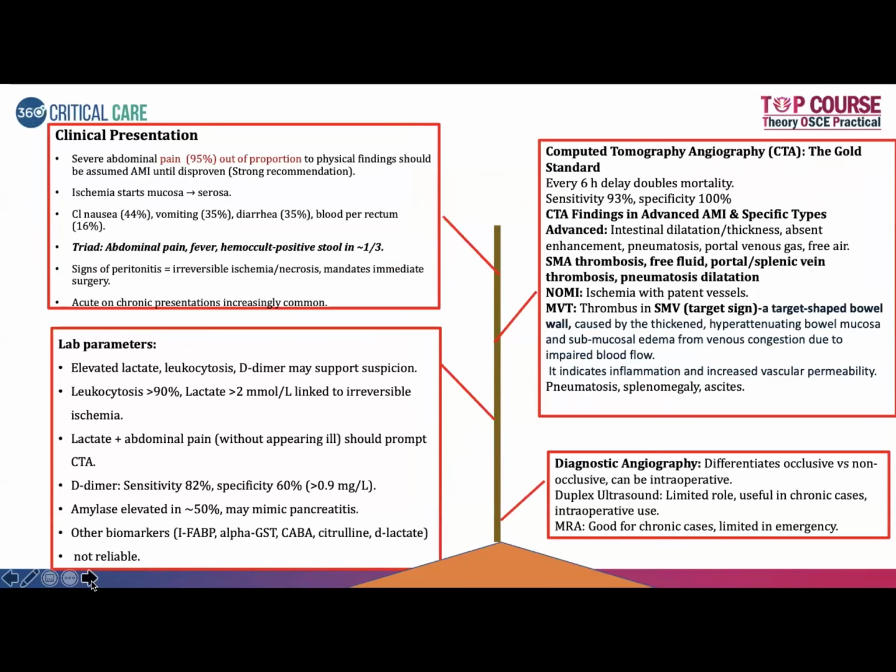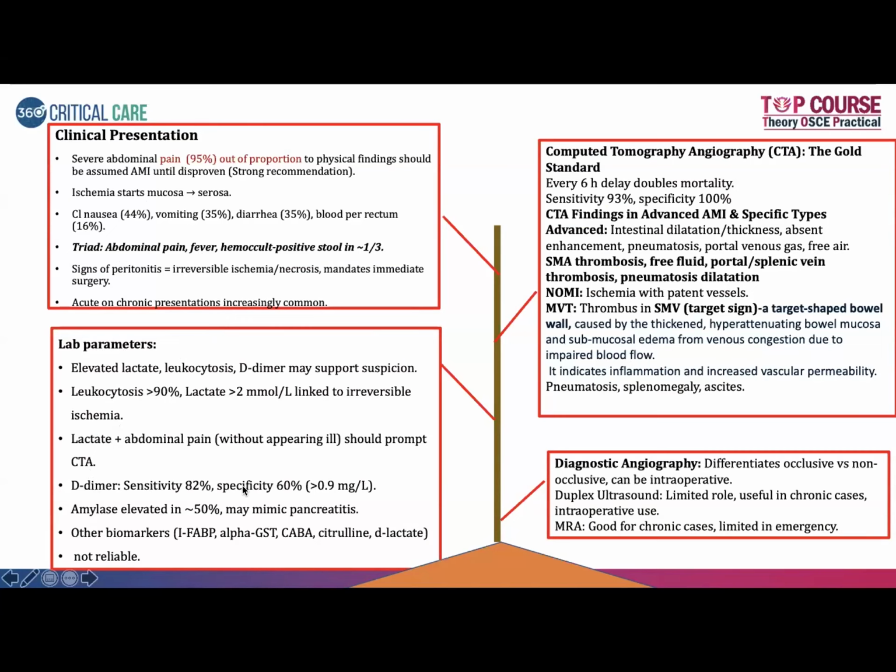Clinical presentation: pain will be out of proportion to the physical findings. This is very, very important. Nausea, vomiting, diarrhea. The triad includes fever, pain, and positive occult blood in stools. Signs of peritonitis can be there. Lab parameters: elevated lactate, which is very important. Leukocytosis can be there in 70% of the patients. Lactate more than 2. Whenever a patient has abdominal pain, high lactate should prompt a CT angiogram.